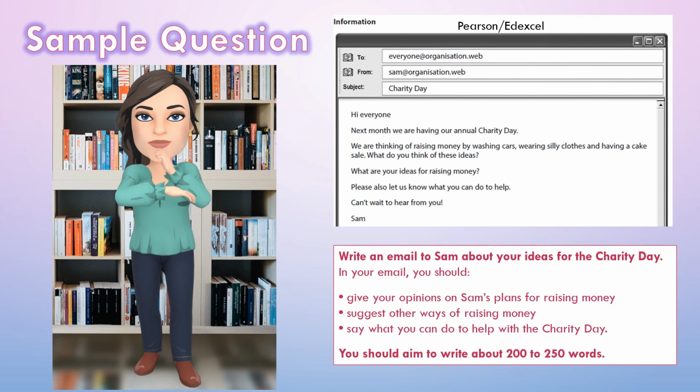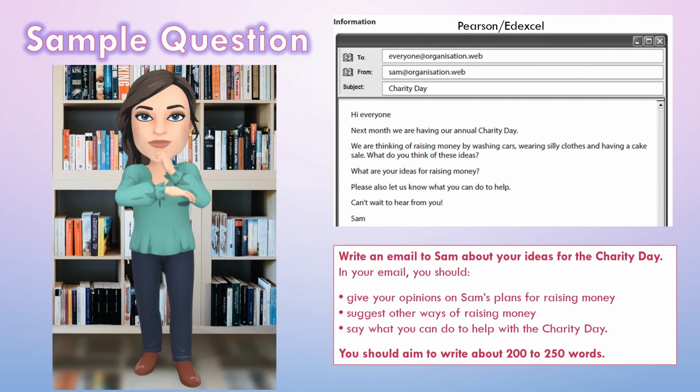It also says you should aim to write 200 to 250 words. This is about 1 page of handwritten words. If you are completing an online exam, there will be a word count on the screen for you to check how many words you've written. Usually, this might be a little bit less. It might be 150 to 200. So just double check the word count as it depends on the exam board.